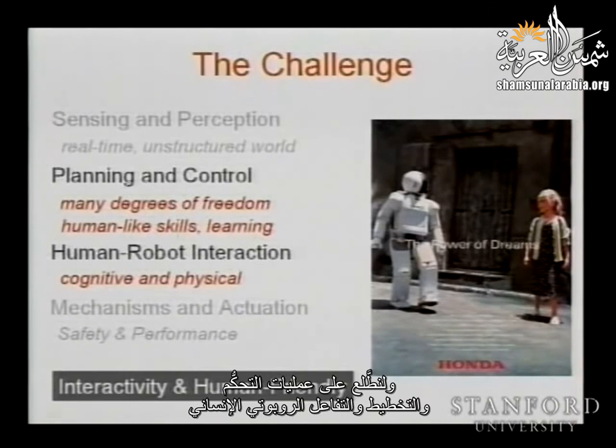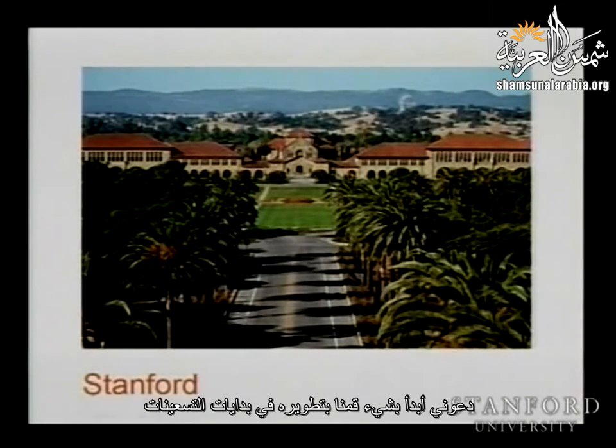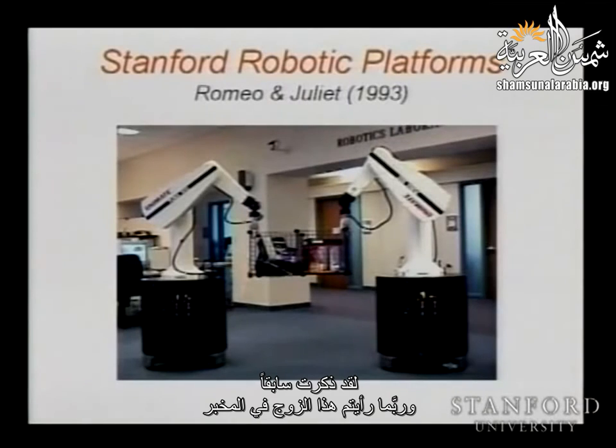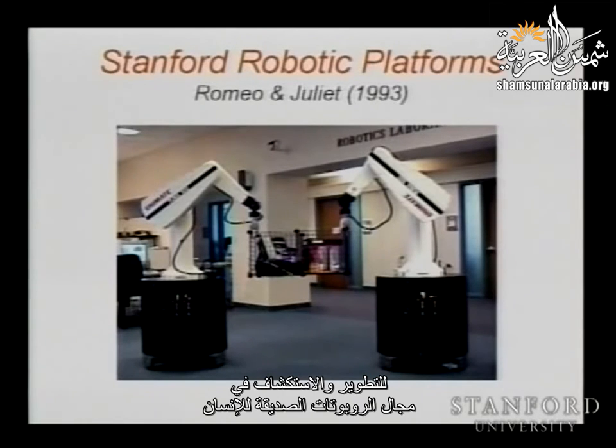Okay. Let's move to another aspect of this human-friendly goal and look at the planning and control and look at the human-robot interaction. So let me start with something that we basically developed in the early 90s, and probably all of you saw this couple in our lab, Romeo and Juliet, the two platforms that we use to develop and explore the area of human-friendly robotics. So here is the video.